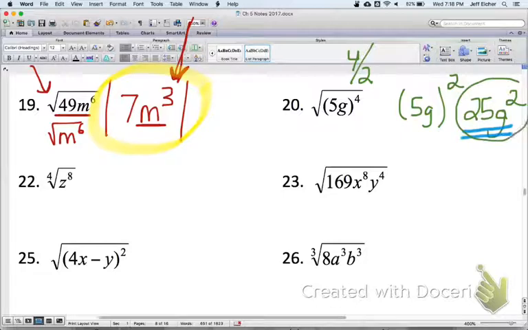You should not include absolute value bars. Don't go around putting absolute value bars around everything. If you don't need them, don't use them. 25g squared.